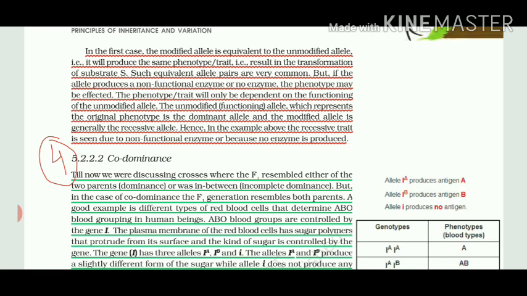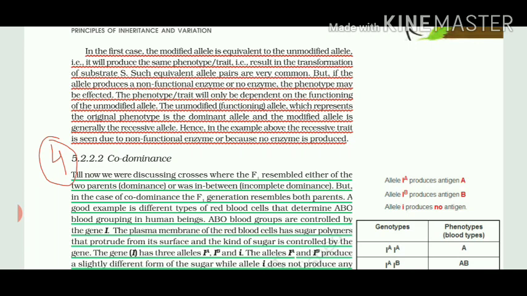So here it is very important: if any change happened, for example in a recessive trait, it can be due to a non-functional enzyme or it can be that no enzyme is produced. So if a gene or allele changes, it results in no enzyme or a less efficient enzyme.